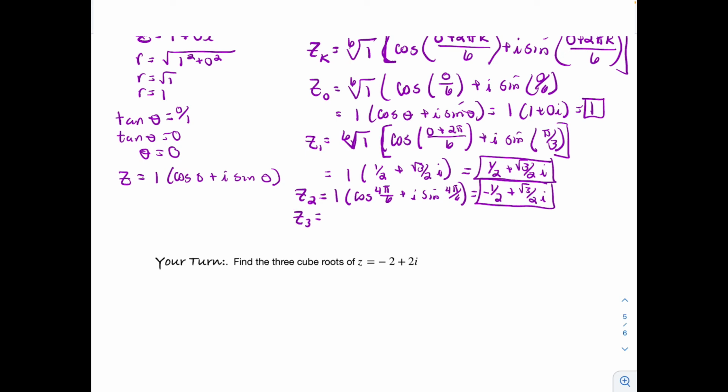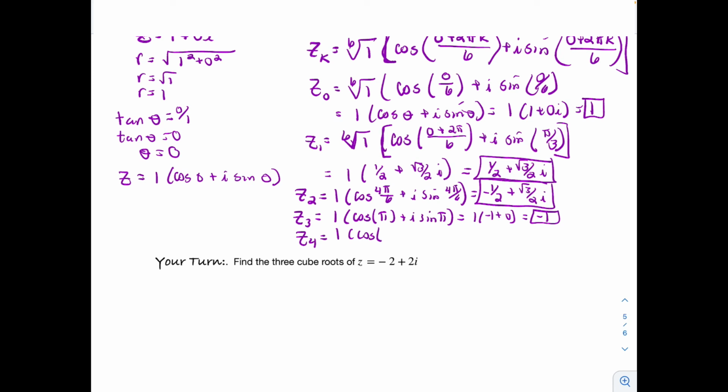Z3, this time k is 3, so that's going to give us 6 pi over 6, which simplifies down to pi, plus i sine of 6 pi over 6, or pi. We know that cosine of pi is negative 1, and sine of pi is 0, so that gives us the number negative 1.